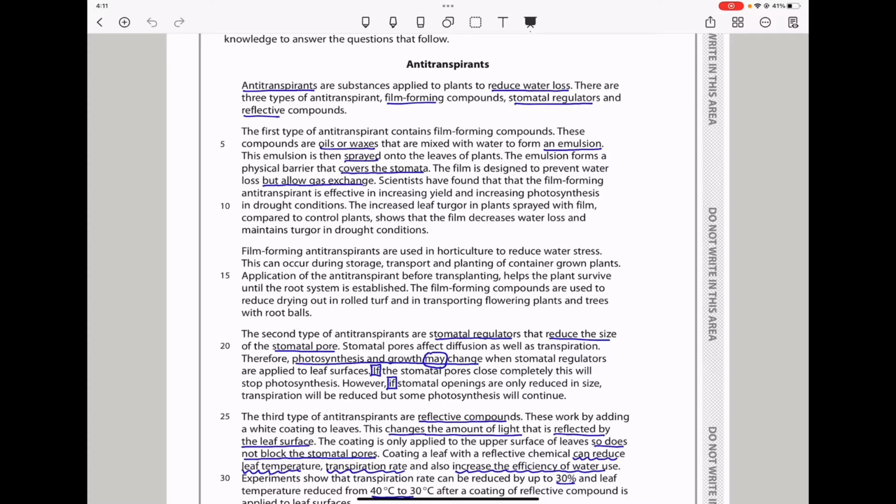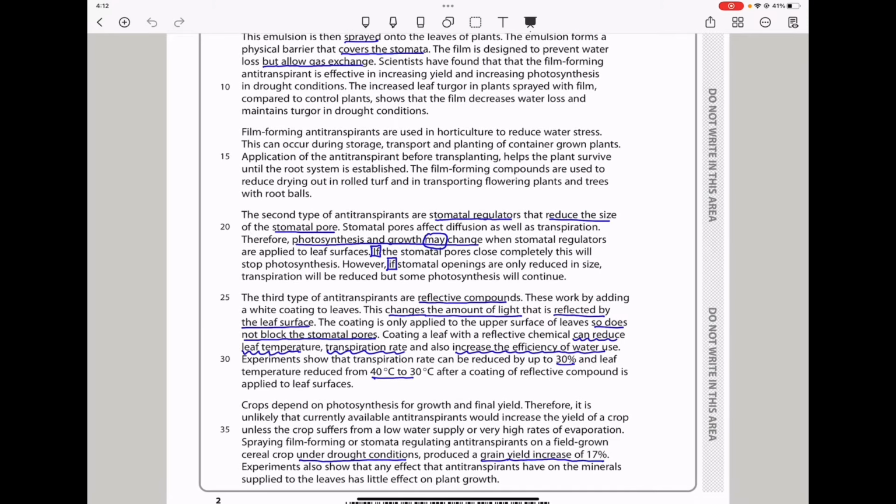The film-forming compounds are used to reduce drying out in rolled turf and in transporting flowering plants and trees with root balls. The second type of antitranspirants are stomatal regulators that reduce the size of the stomatal pore. Stomatal pores affect diffusion as well as transpiration. Therefore, photosynthesis and growth may change when stomatal regulators are applied to leaf surfaces. If the stomatal pores close completely, this will stop photosynthesis. However, if stomatal openings are only reduced in size, transpiration will be reduced, but some photosynthesis will continue.